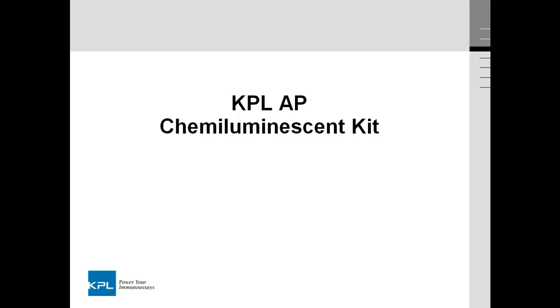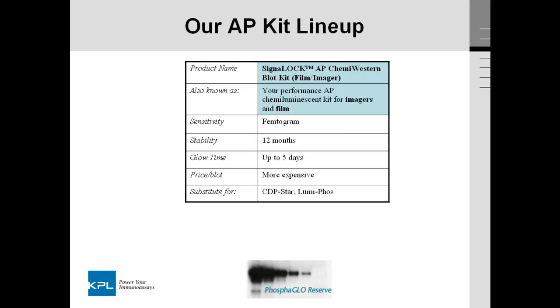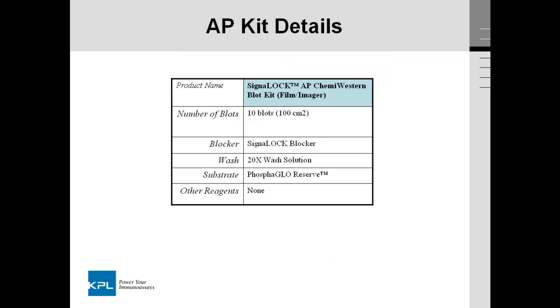KPL also offers an AP chemiluminescent detection kit. This kit is our SignaLOCK AP ChemiWestern blot kit, which may be used on both film and imagers. It allows for femtogram detection, and it will glow for up to 5 days. It's going to be an excellent substitute for CDP Star and LumiFos. And as you see, this kit comes with our SignaLOCK blocker, 20x wash solution, and substrate.